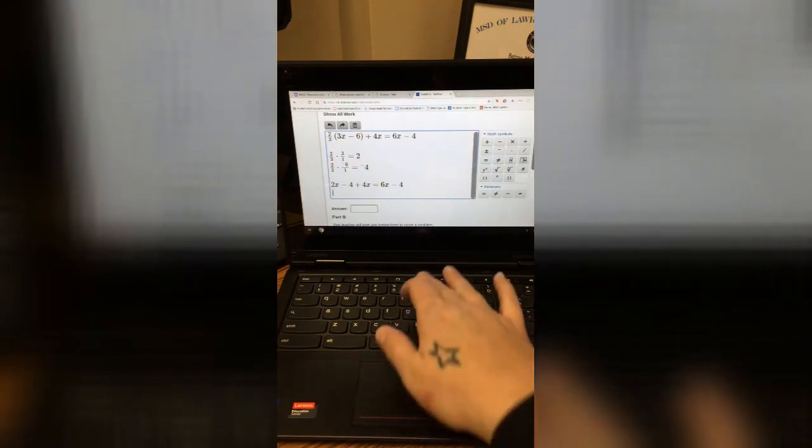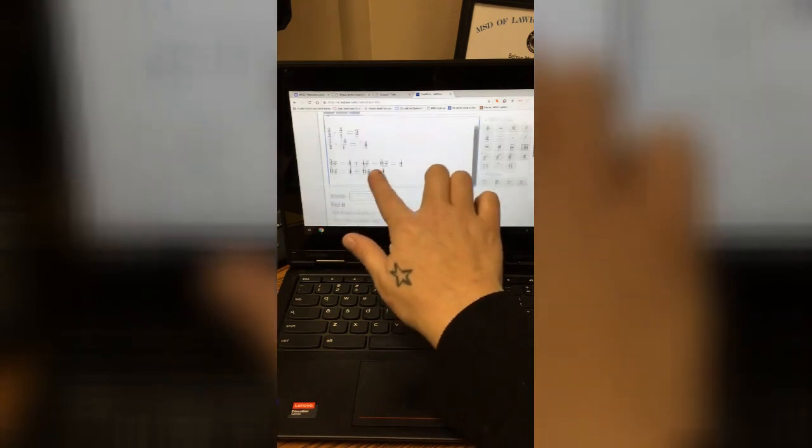Now what I've done on the next line of text is just combine like terms. So when I combine like terms, I'm simply combining my 2x and my 4x, which gives me 6x minus 4 equals 6x minus 4. Now some of you might say, you can stop right there. Well, let's follow the distribute, combine like terms and variables on both sides, and move the variables to one side first. So how am I going to show that?